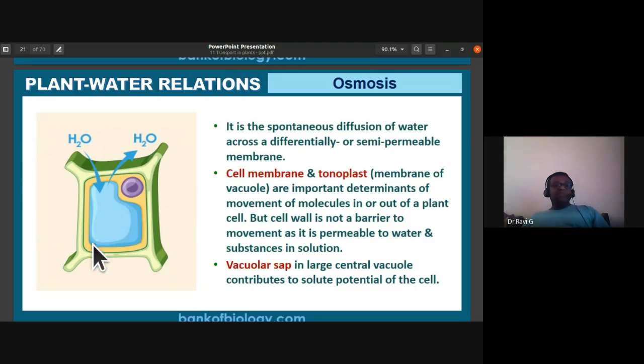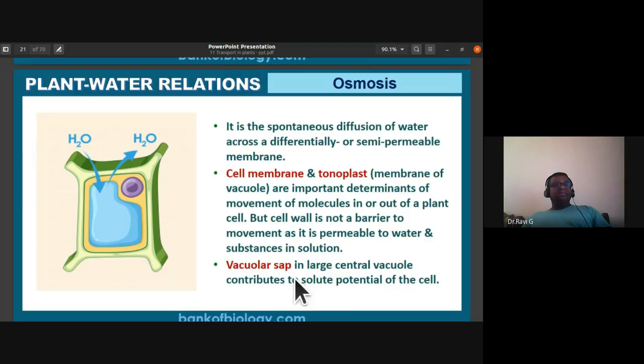So they are semi-permeable, they allow only a few elements to enter through them. Whereas selectively permeable is decided by the carrier protein or transport proteins on the membranes. So in a plant cell, the cell membrane and the tonoplast are the determinants as to what molecules have to enter or exit. So the cell wall is not a barrier to movement as it is permeable to water and substances dissolved in solution.